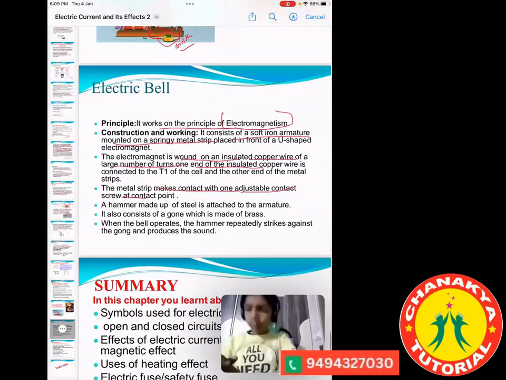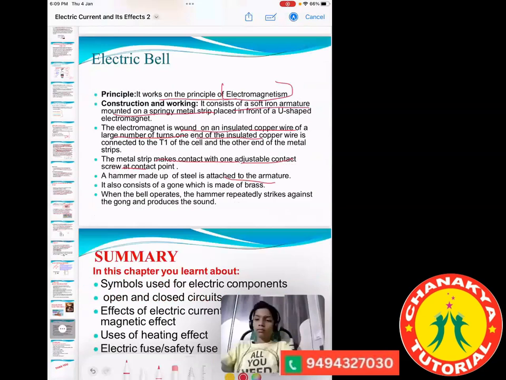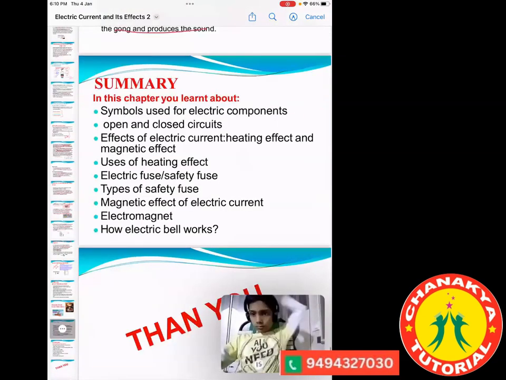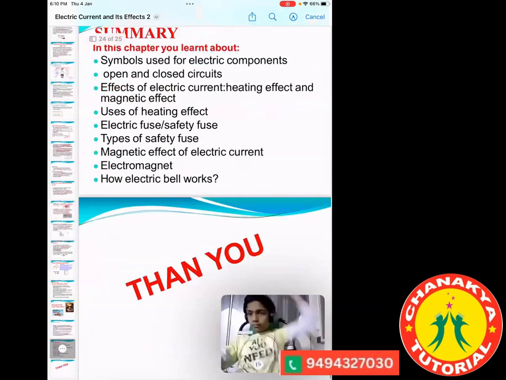A hammer is made up of steel and it is attached to the armature. It also consists of a gong, which is made up of brass. When the bell operates, the hammer repeatedly strikes against the gong and produces the sound. So continuously what is happening? They'll start producing the sound.